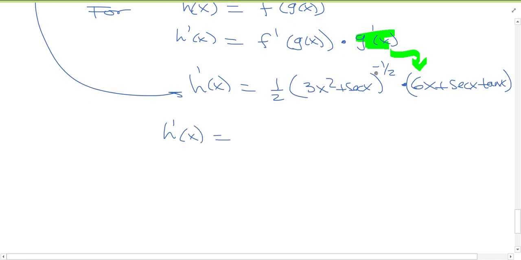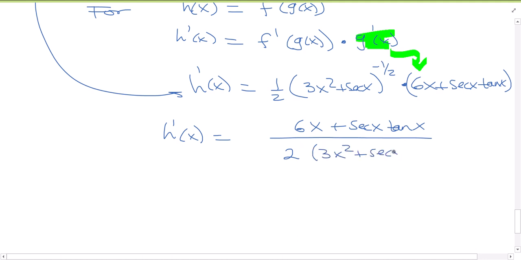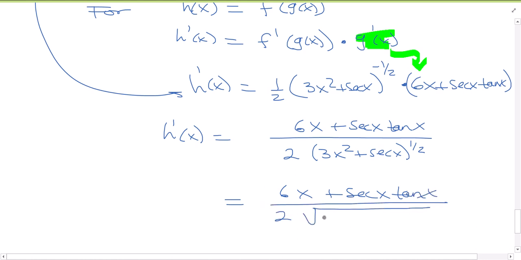I do have a negative exponent, so we're going to bring that to the bottom. So I'm going to have a 2 on the bottom and then this quantity. And what stays on the top is the 1 and that quantity. So I'm going to have 6x plus secant x tangent x in the numerator, and then the denominator, this 2 from the 1/2, and then this is coming downstairs, 3x squared plus secant x to the positive 1/2. So that is as far as we can go. The only thing that I'm going to do is write that 1/2 as the radical. And this will be my derivative, right?